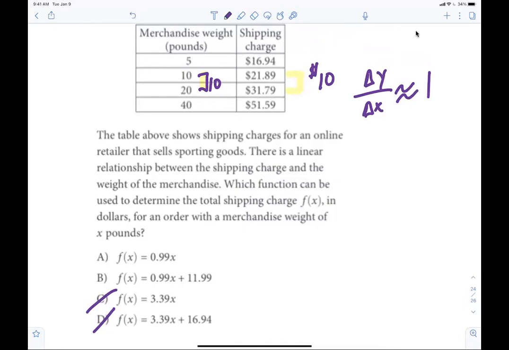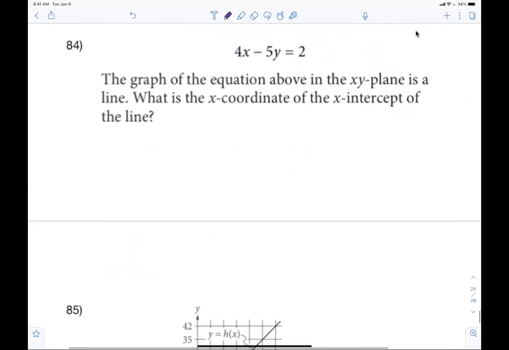So now the question is, does it start at $12 or does it start at $0? Yeah, has to be B. Anybody not sure about that? All right. Here we go. Let's try the next one.